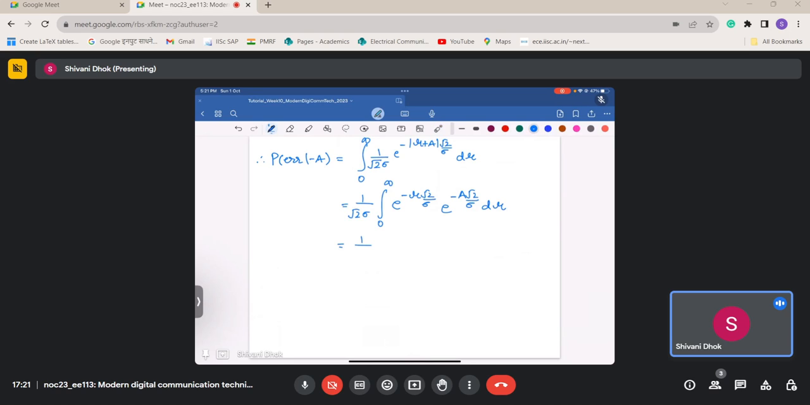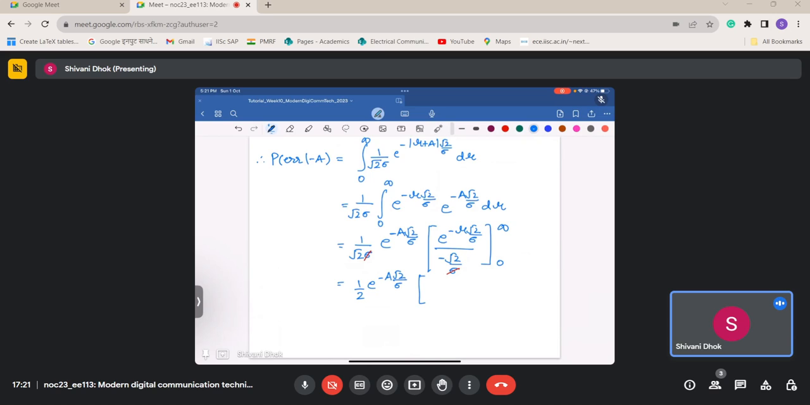So this is equal to 1 upon root 2 sigma into e power minus a root 2 by sigma, and the integral of e power minus r root 2 by sigma is e power minus r root 2 by sigma upon minus root 2 by sigma, integrated over 0 to infinity. Now this sigma and this sigma get cancelled, and this root 2 and this root 2 in total correspond to 1 by 2 into e power minus a root 2 by sigma.